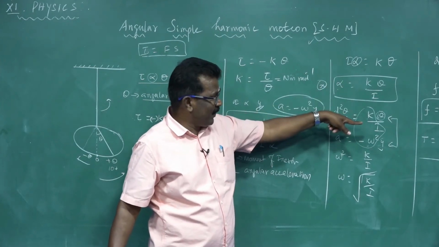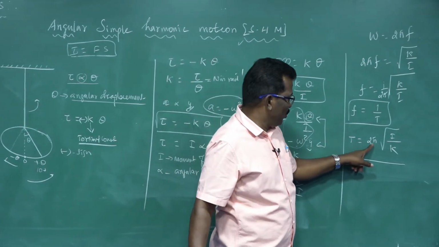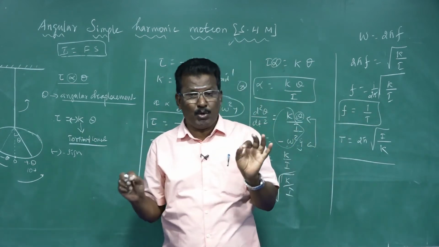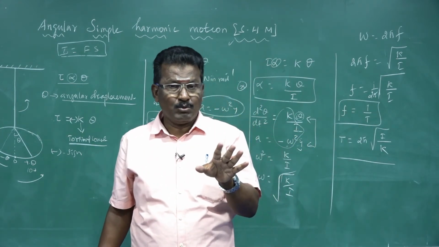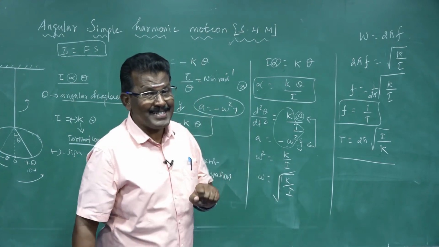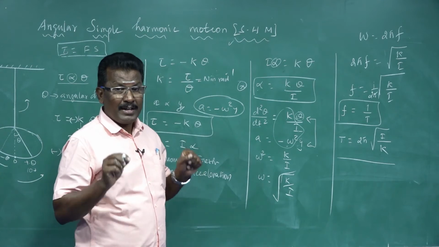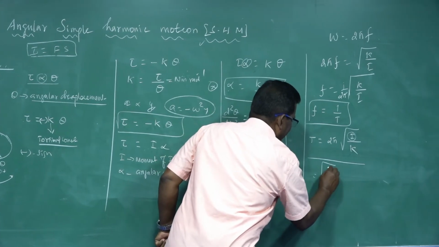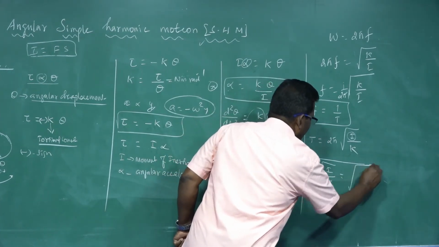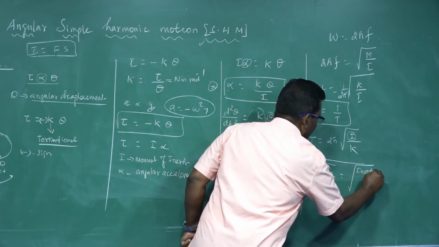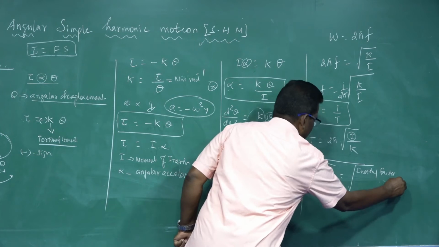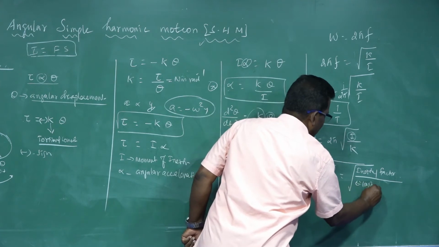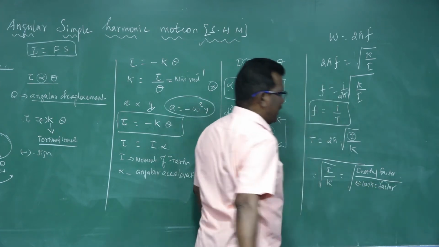So the time period and frequency: the time period T is 2 pi root of I by k, and the frequency is 1 by 2 pi root of k by I. If any body is in simple harmonic motion, it should satisfy the condition of the inertial factor and the elastic factor. Here I represents the inertial factor, and k represents the elastic factor.